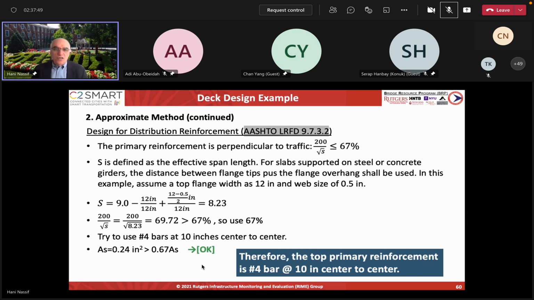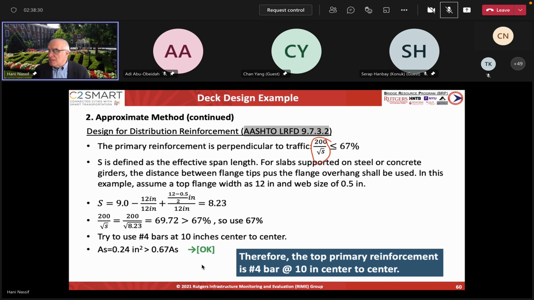So now we did the primary reinforcement in the negative moment region. We also showed you earlier how to do the primary reinforcement in the positive moment region. And we checked Service 1, which is crack control. And obviously the ultimate capacity is satisfied because we sized the reinforcement based on Strength 1, right? Now we looked at the distribution reinforcement. Distribution reinforcement is given as a ratio, 200 divided by square root of S, where S is the effective span length.